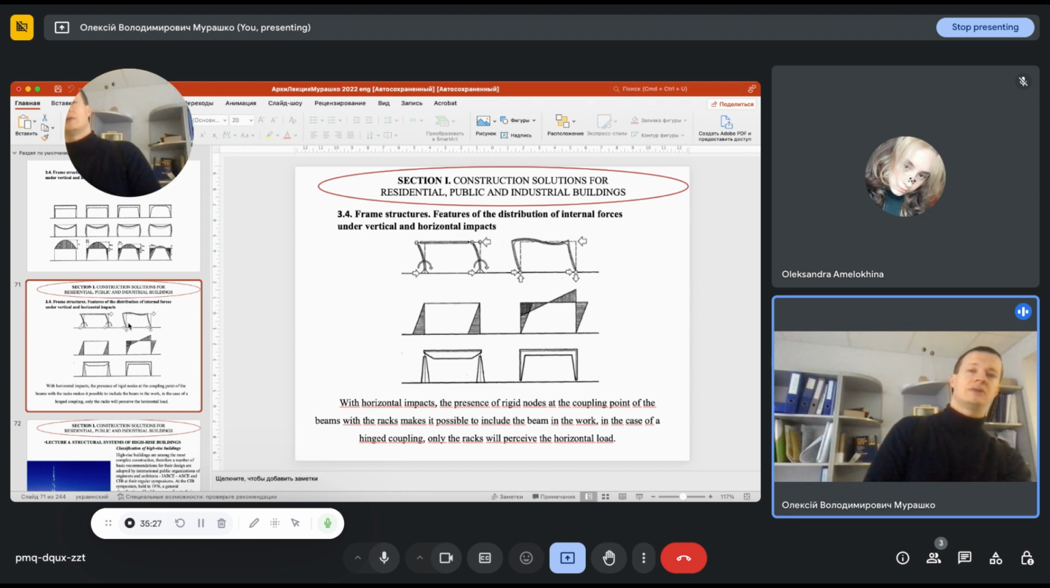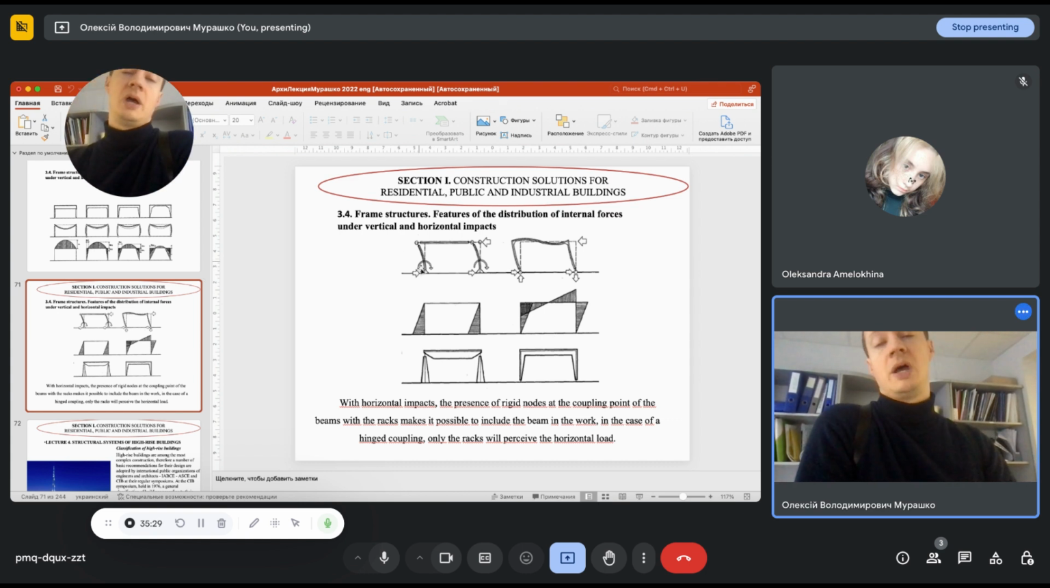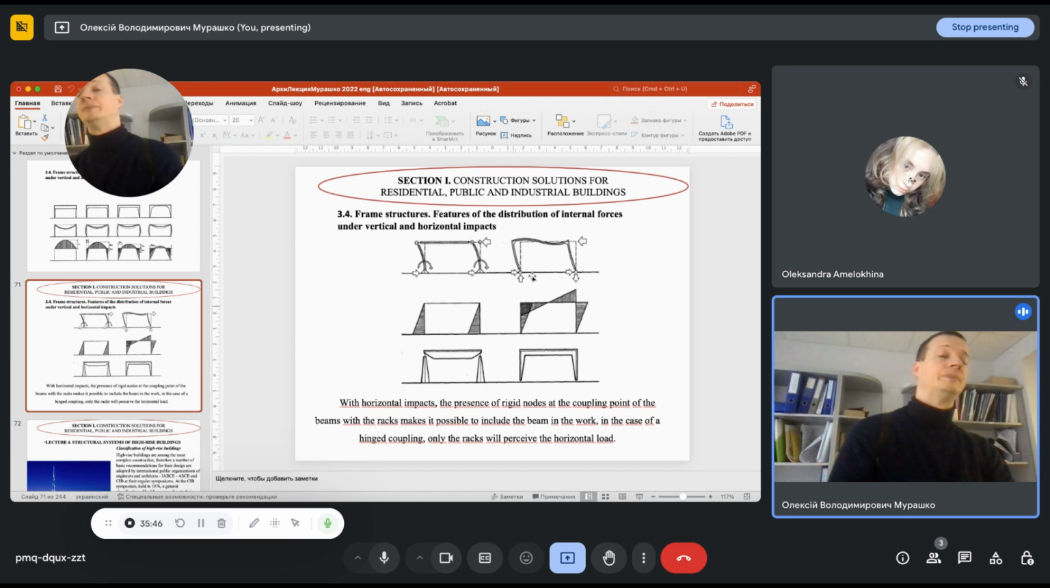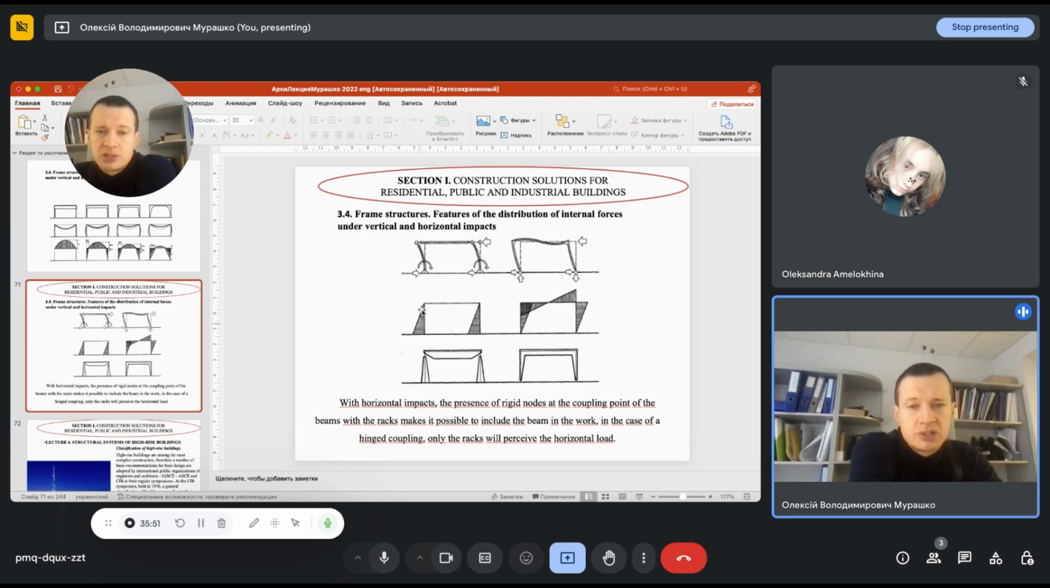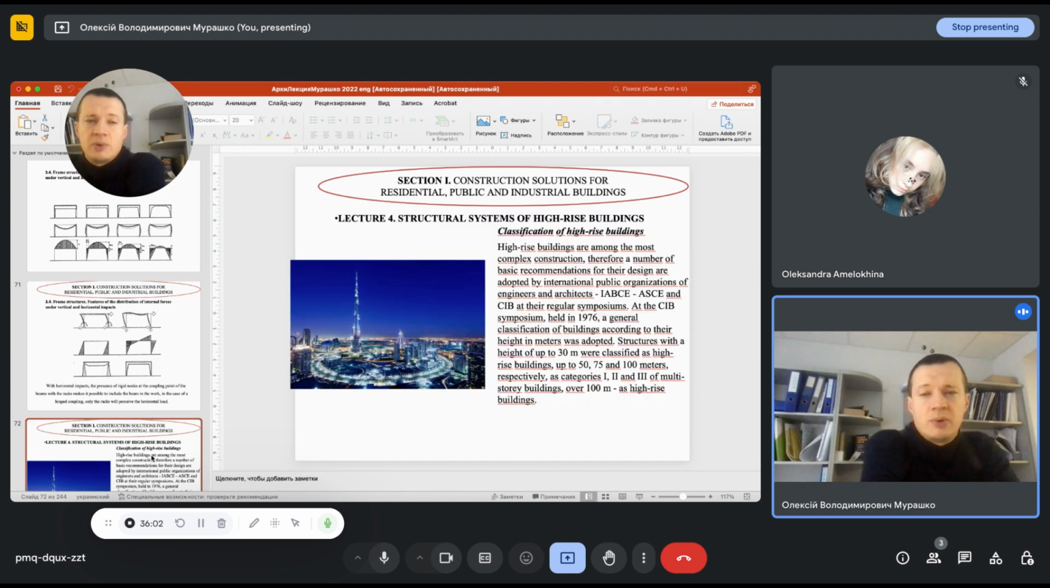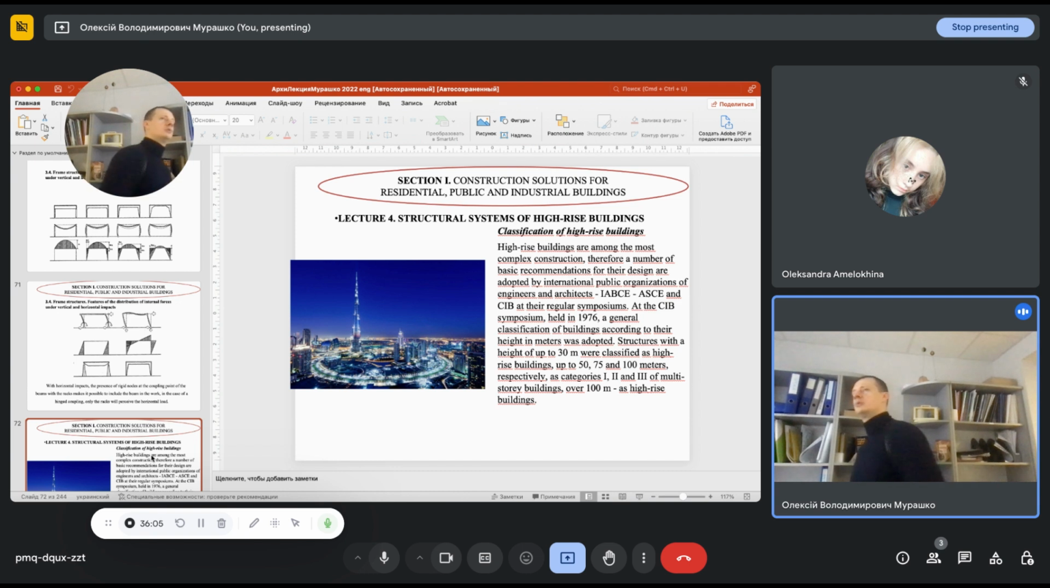In this case, you can see that we have a rigid connection of columns with the foundation and a hinge connection between column and beam. The difference between this and this one lies in that we have hinges in the lower part and a rigid connection in the upper part of the building. When we are talking about horizontal impacts, in this case all horizontal impacts are concentrated on the columns, and in the other case the horizontal impacts are redistributed between vertical and horizontal elements. So that was all that I wanted to talk with you today about.